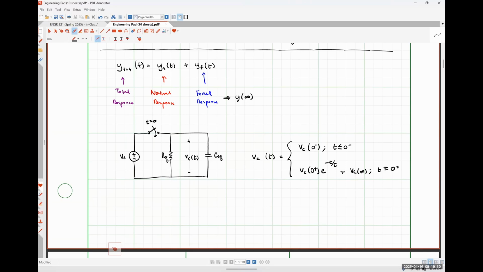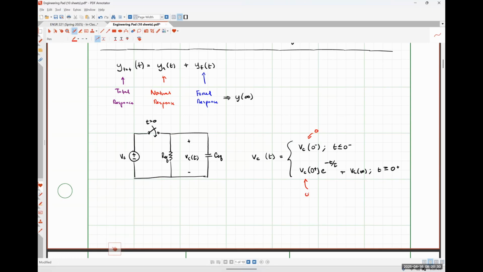So for this particular circuit, what would VC at 0 minus be? We start off with our voltage source disconnected. If we have a capacitor connected to nothing, no sources, what would we expect the voltage drop across our capacitor to be? 0, right? So VC at 0 minus should be 0. Okay. What then is VC at 0 plus supposed to be?